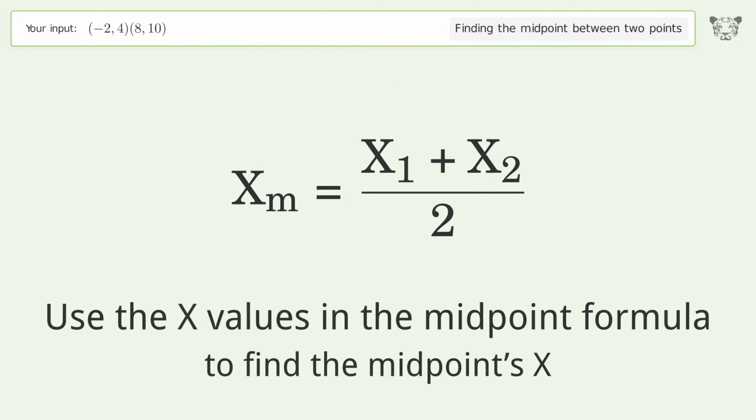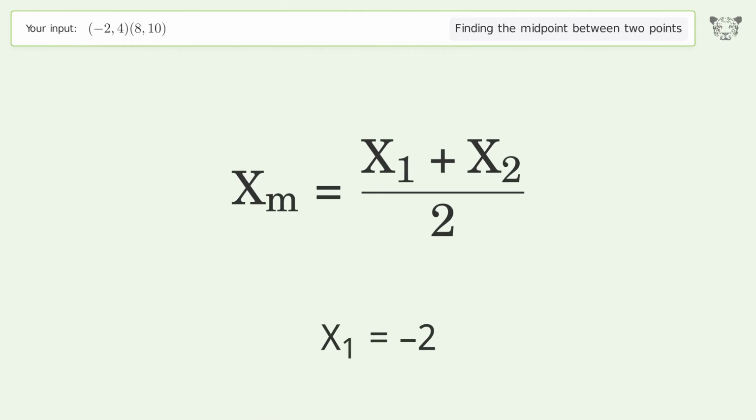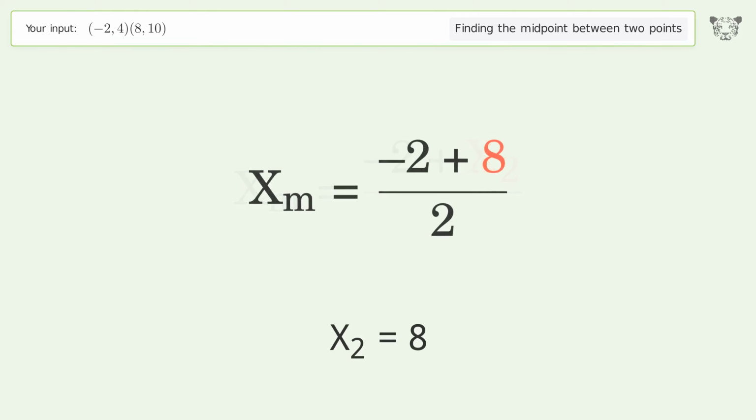Use the x values in the midpoint formula to find the midpoints x. x1 equals -2. x2 equals 8. Simplify the arithmetic.